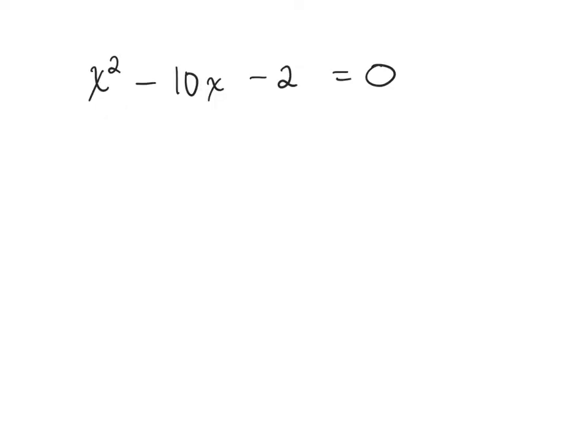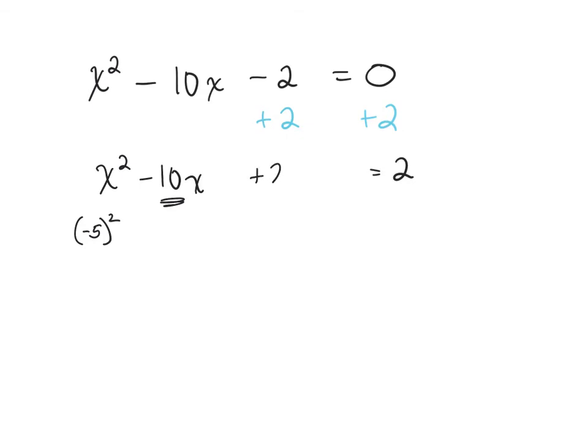Let's look at this one. It's another problem I just made up, similar kind of idea. So the first thing I'll do is I'll get rid of this 2, I'll add it to the other side. So we'll get x squared minus 10x equals 2. And now our special term again is going to be half of this squared. Well, half of that is negative 5, and squared is going to give me 25. So I'm going to add 25 to both sides.